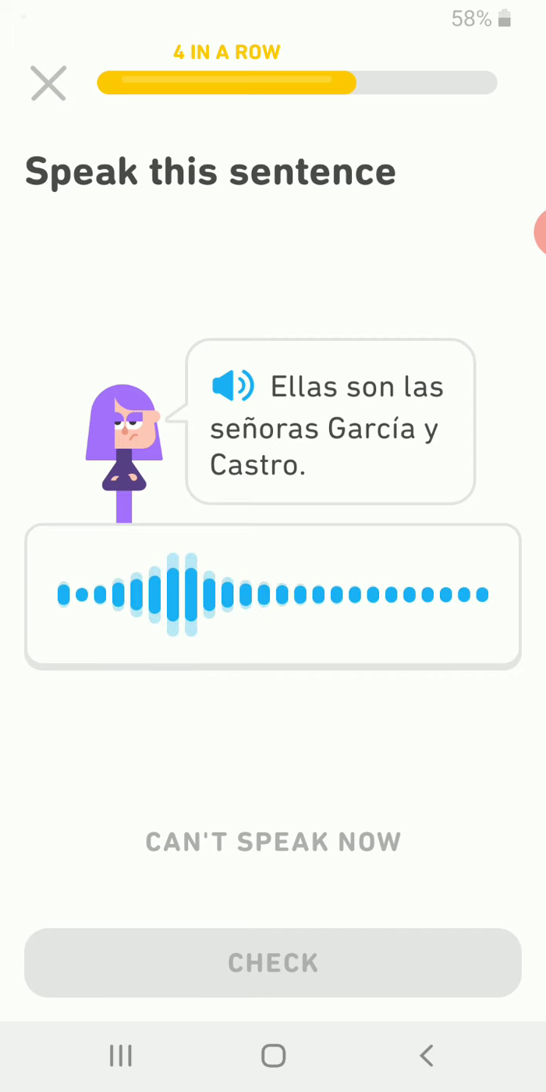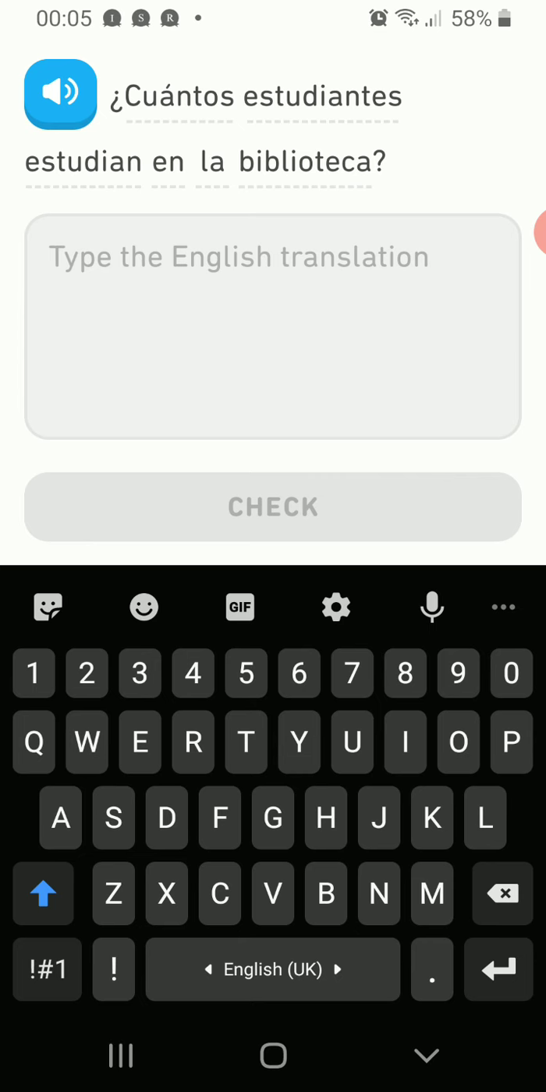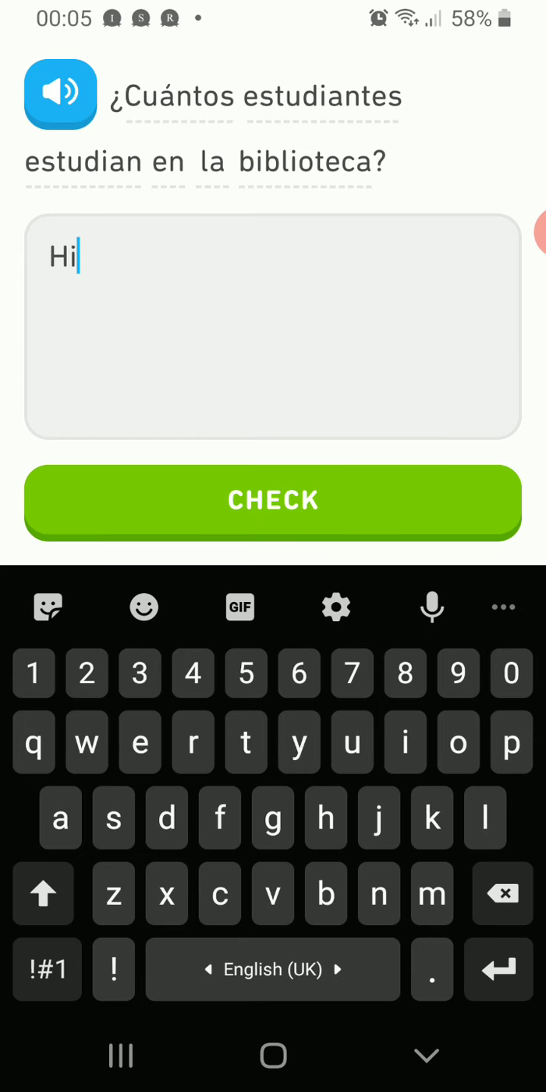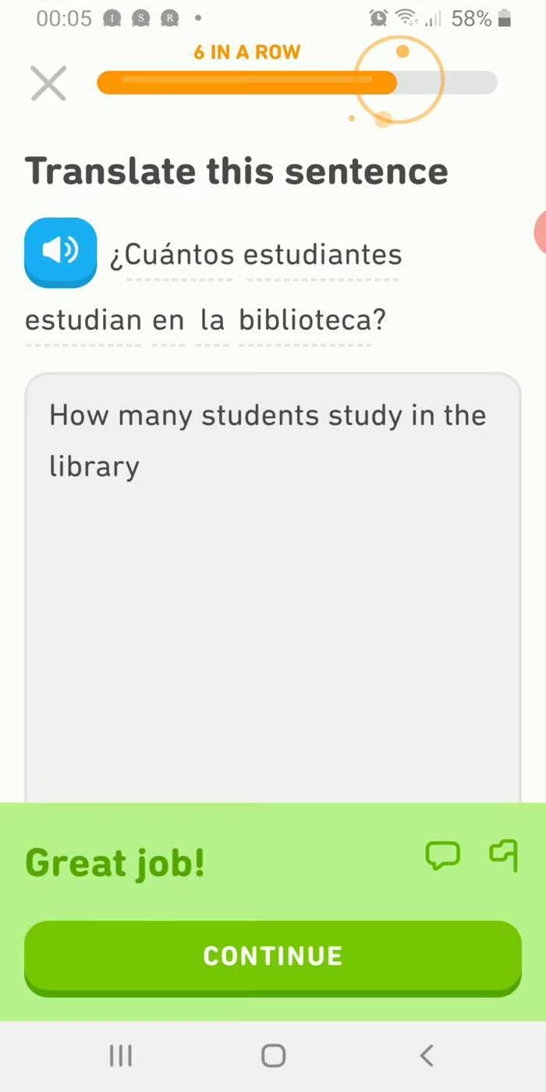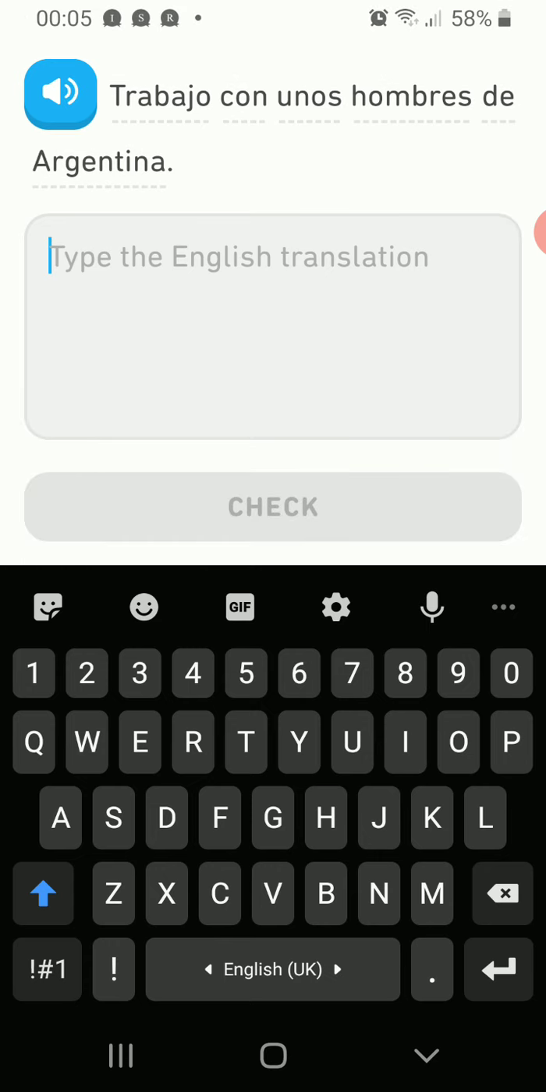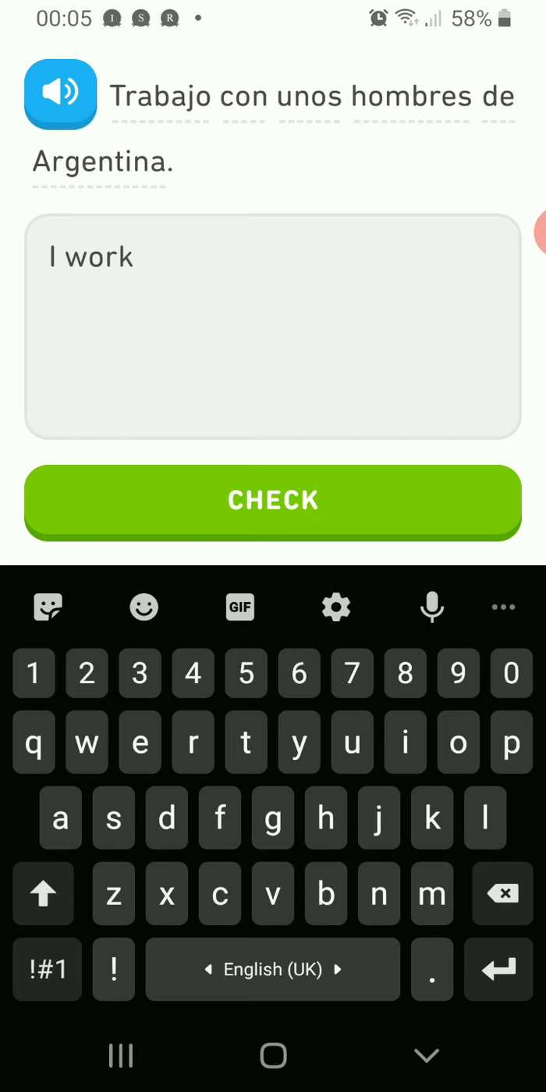So they are. ¿Cuántos estudiantes estudian en la biblioteca? This is the question. How many? ¿Cuántos? How many students study? So students, they study in the library. Library is a biblioteca. And Trabajo con unos hombres de Argentina. So I work basically. Yo trabajo con unos hombres. So I work with some men from Argentina.